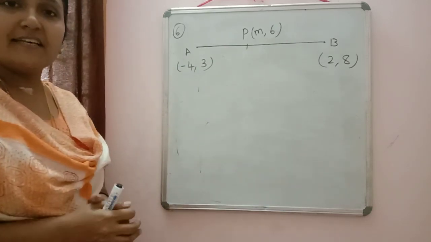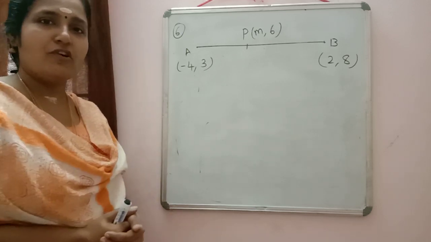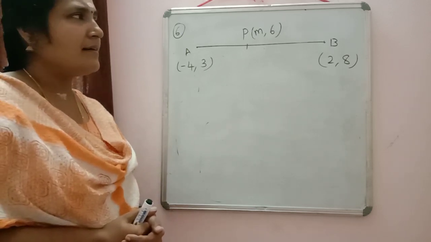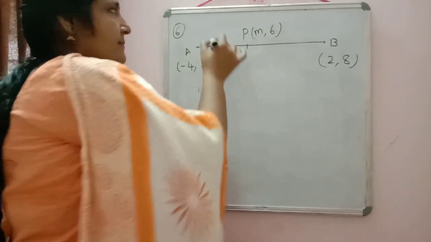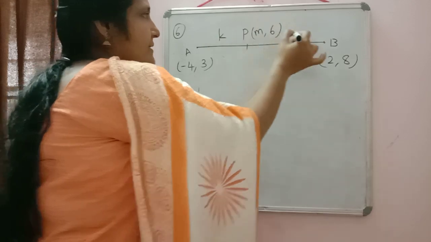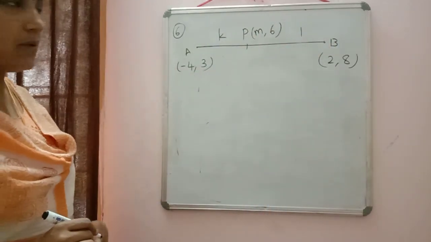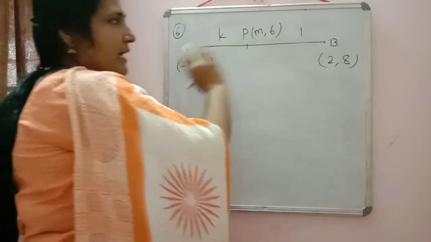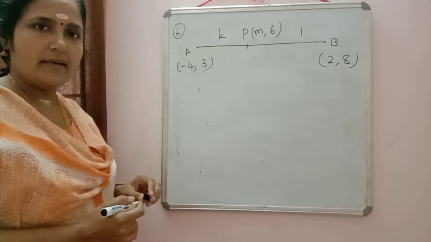So which one is easy for you? m1 is to m2 or k is to 1? What should I take? Okay, this one I am taking as k is to 1. So suppose P divides AB in the ratio k is to 1. Now here two things are given. The x coordinate also we can calculate and the y coordinate also we can calculate.